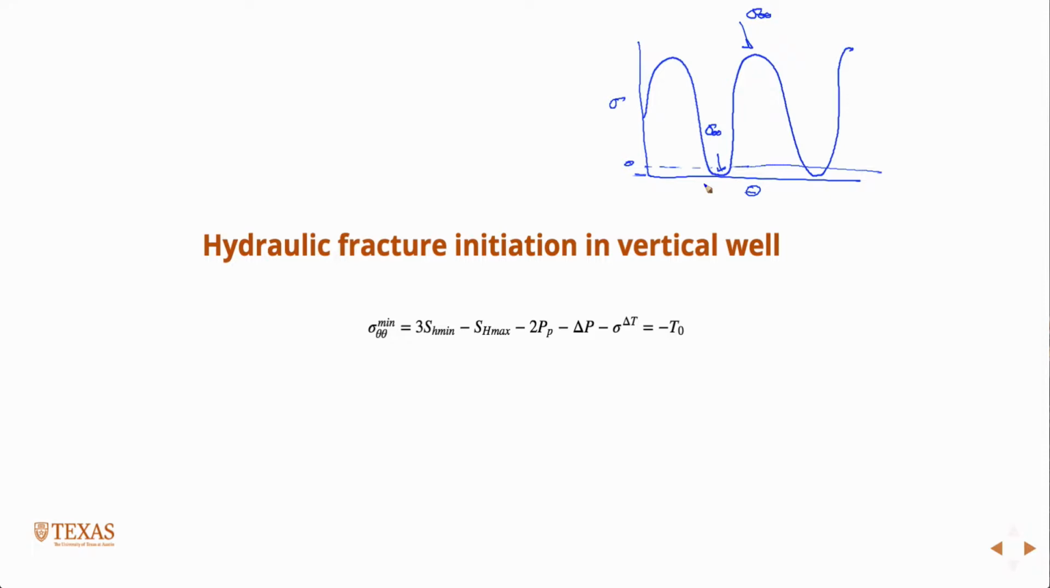So, if you're in some formation that does have some appreciable tensile strength, 2, 3 MPa, maybe you put it there. But if you don't know, you can just assume it's 0, and so T0 equals 0. And so then if you put the hoop stress into tension, you can initiate a hydraulic fracture, right? And so that's the equation that governs that.